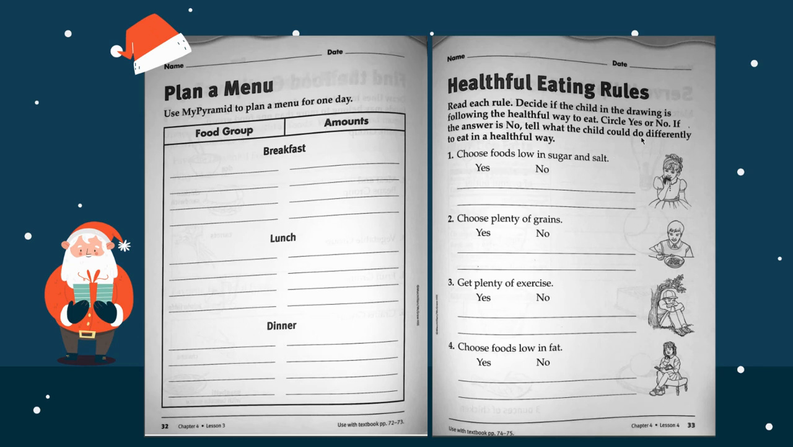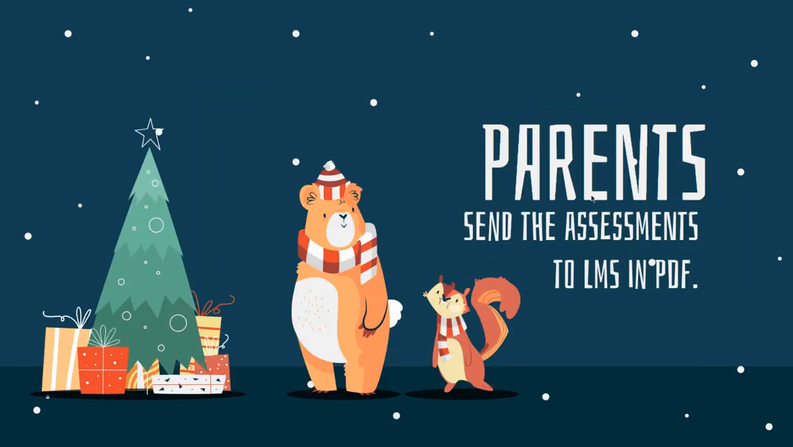And then in healthful eating rules, this page, page 33, you're going to look at the picture and you're going to circle yes or no if the girl or the boy in the picture is eating healthy. Now, if they are not eating healthy, then you need to write a sentence telling me how they can change that. How can they eat healthy? Now, parents send the assessments to LMS and PDF, and that's going to be it for today.